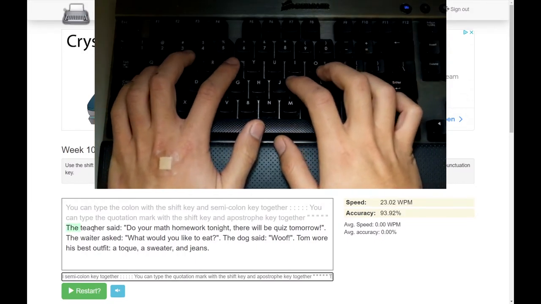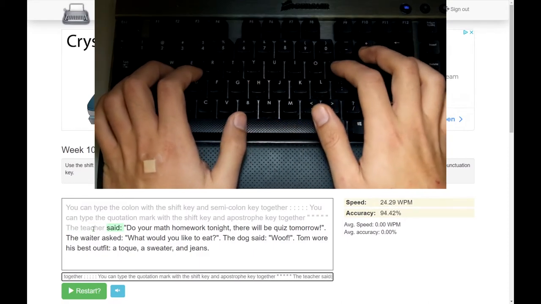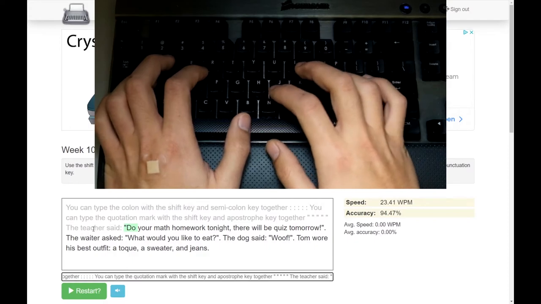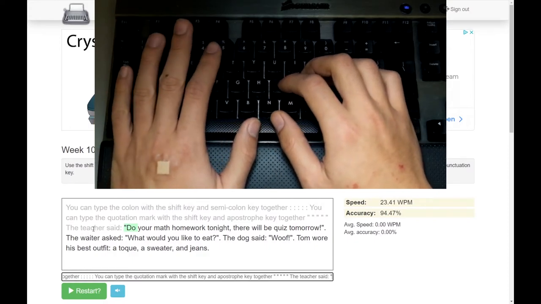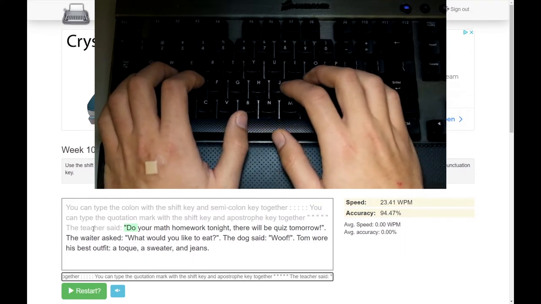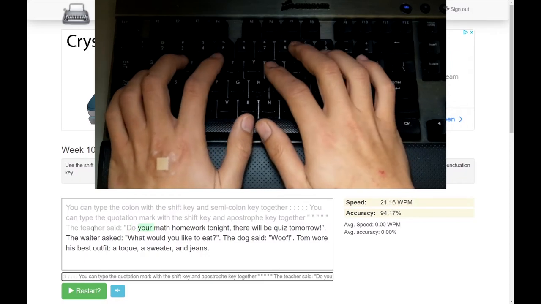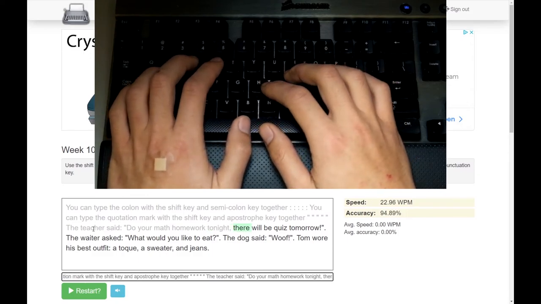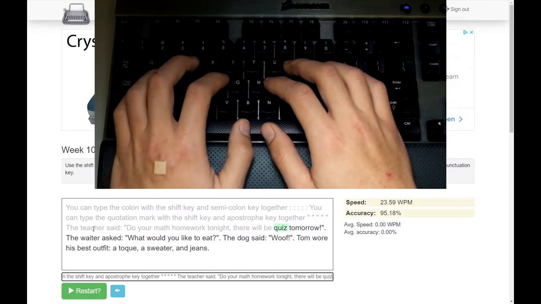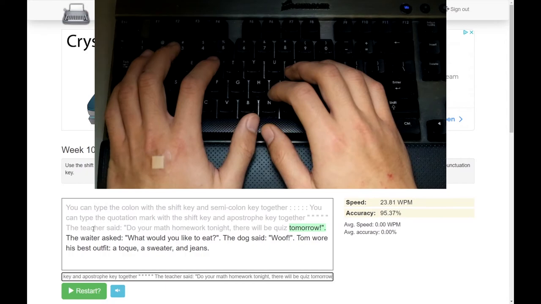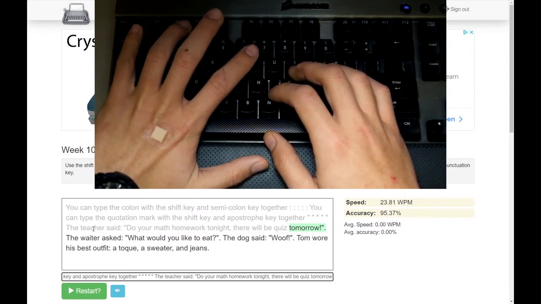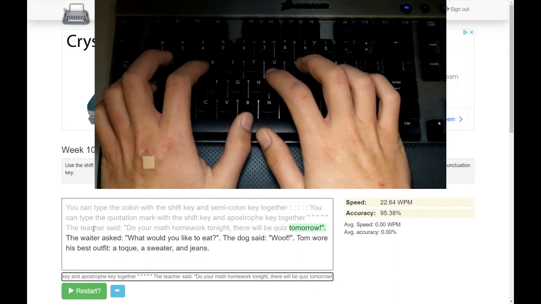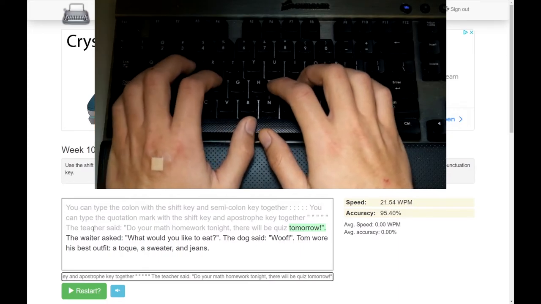Okay, so let's practice using them in sentences. The teacher said, colon, space, and then quotation mark. We want to use the right pinky to type the quotation mark and the left pinky to press the shift key. Uppercase D, do your math homework tonight. There will be a quiz tomorrow, and then exclamation. We type the exclamation mark with the left hand pinky on shift, then we type the quotation mark with our right hand pinky on the apostrophe key, and shift with our left hand pinky, and then period.